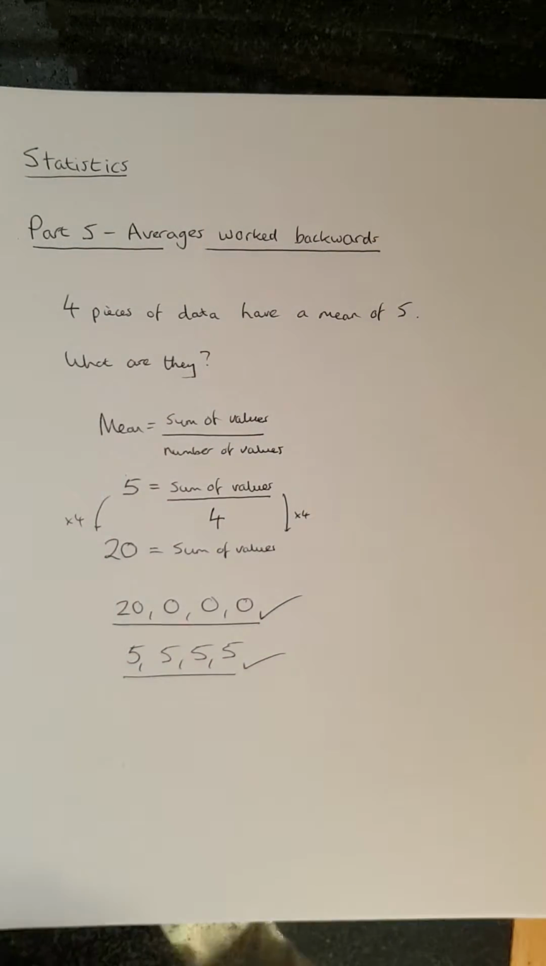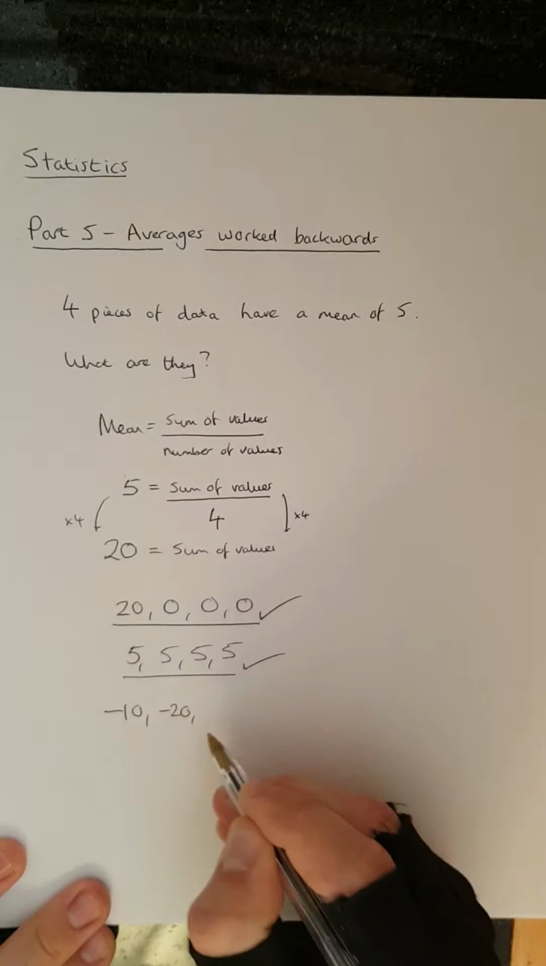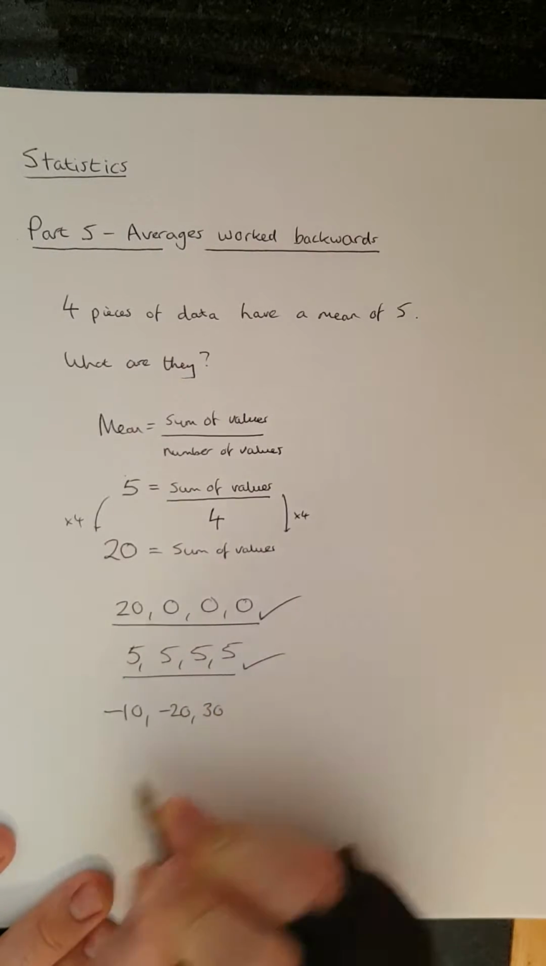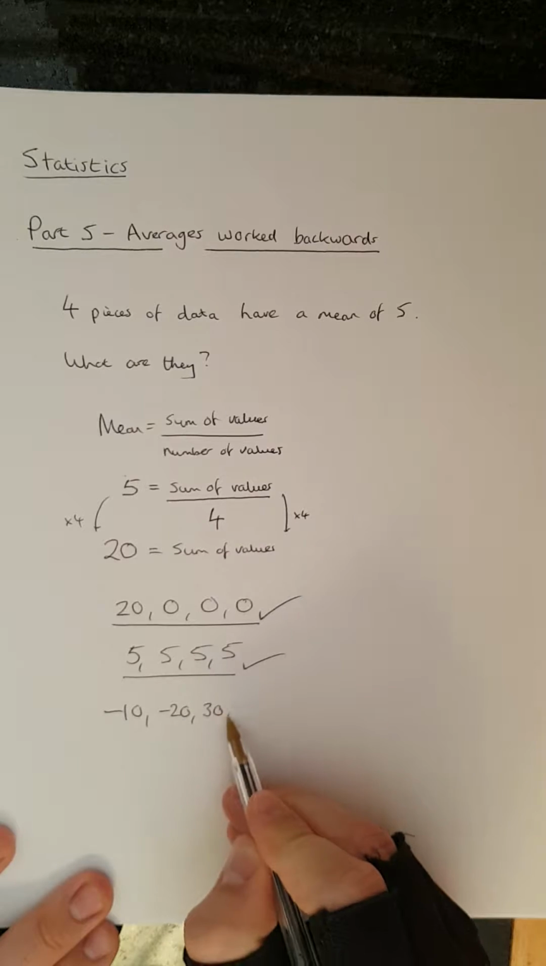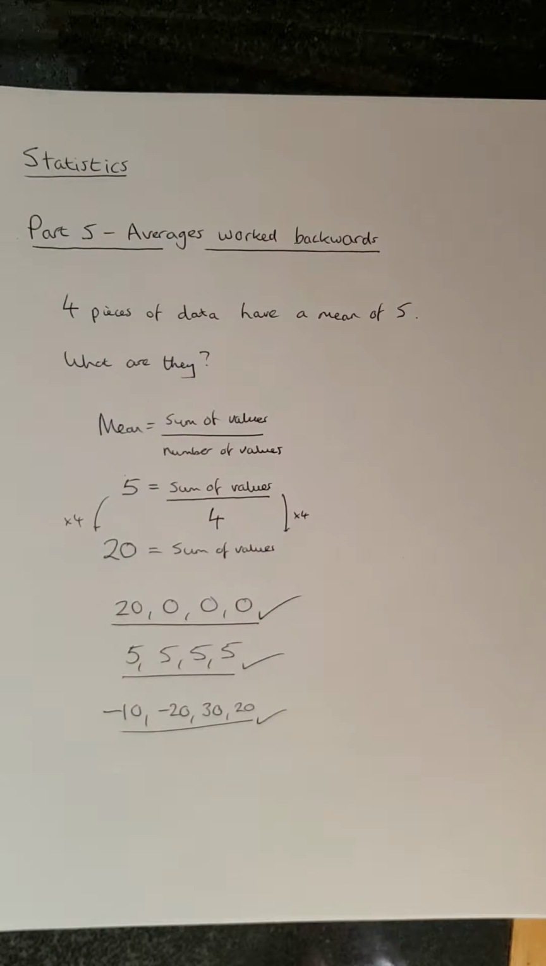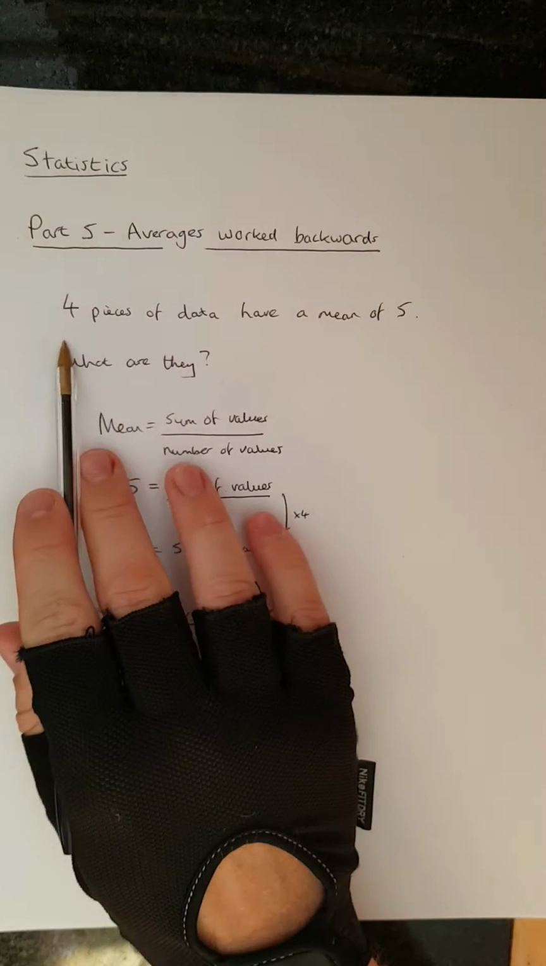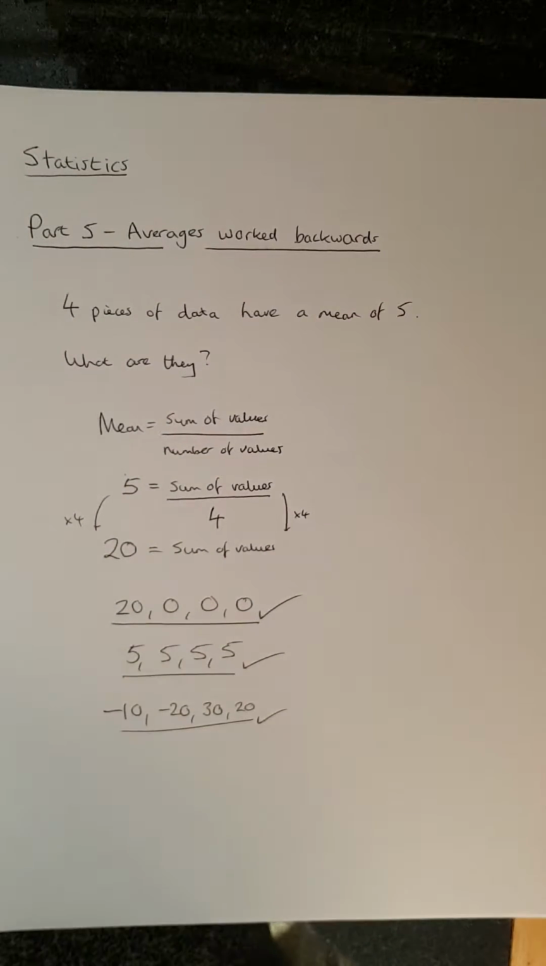And you can have any other set of numbers. So let's be creative. Minus 10, minus 20, 30. So far that adds up to 0, and then put a 20 on the end. So a one-stage problem, or a one-rule problem, nice and straightforward for us to flex around.